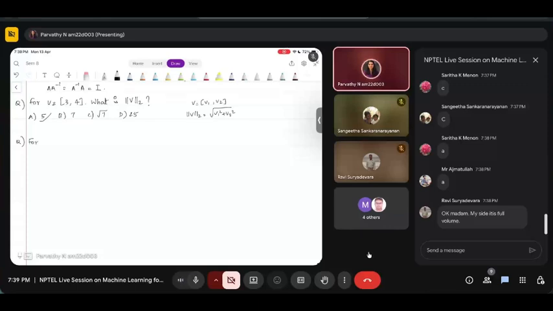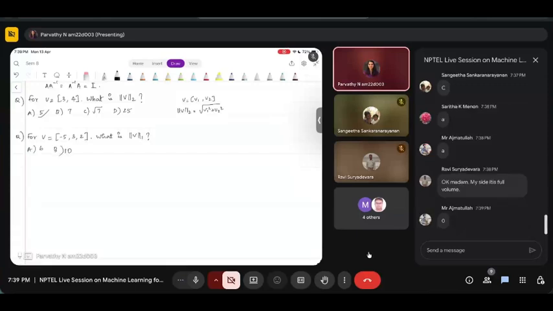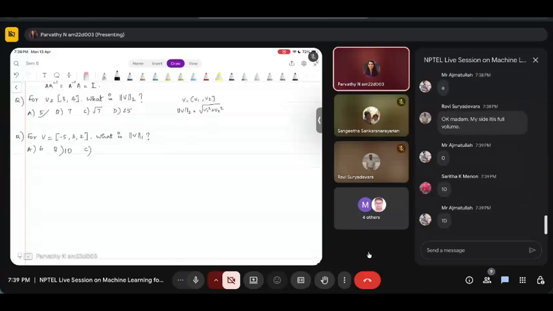For V is equal to minus 5, 3, 2, what is now the first norm, the L1 norm?